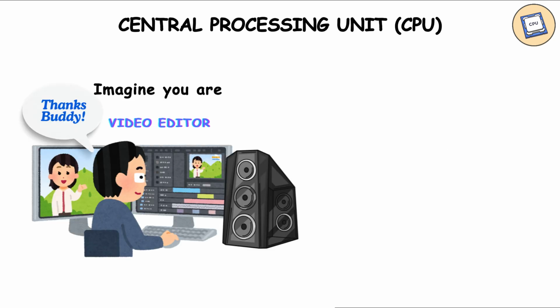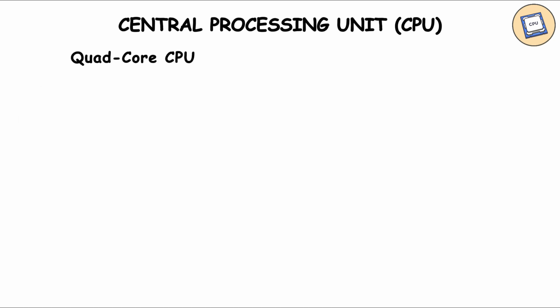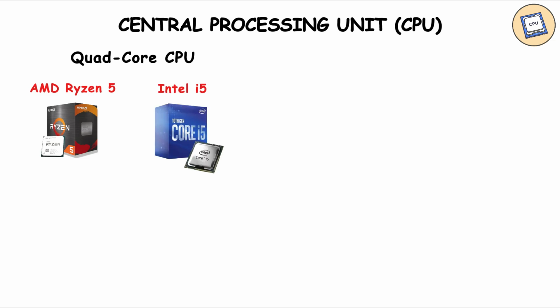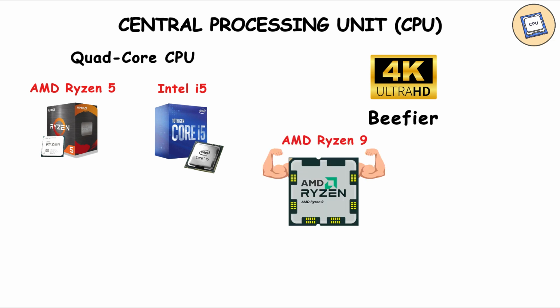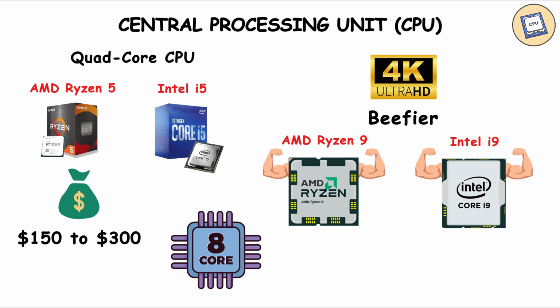Now imagine you're a video editor. The CPU is your main buddy. It's doing all the heavy lifting when you're rendering videos or exporting your latest masterpiece. If you're rocking basic stuff, you can get away with a quad-core CPU like the AMD Ryzen 5 or Intel i5. But for those epic 4K projects, yeah, you'll want something beefier, like the AMD Ryzen 9 or Intel i9. And let's talk money. Entry-level CPUs will cost you anywhere from $150 to $300. But if you want that turbocharged 8-core power, you're looking at $400 to $600 or more.